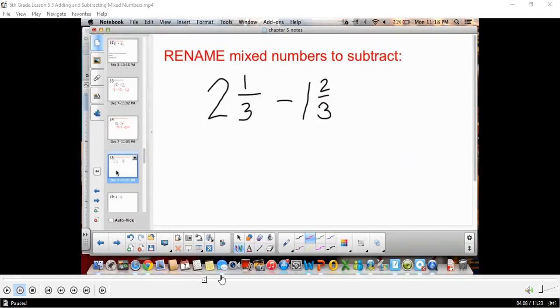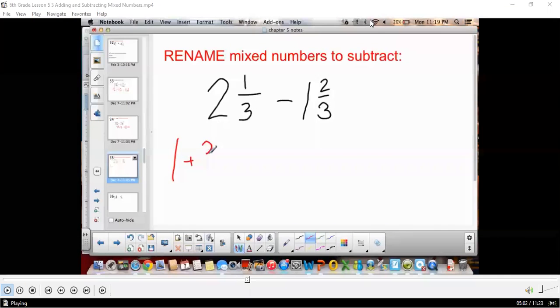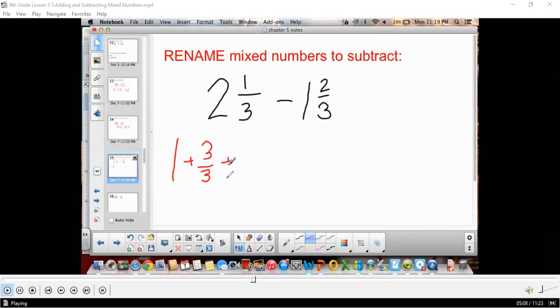Then 1 minus 2, we are going to borrow 1 from 2. Once you borrow 1 from 2, the answer will change. How will it change? As I said, we will borrow 1, and this 1 equals 3 over 3, which means the 2 will become 1, and the 1 which we borrowed will be 3 over 3, and then we will add it to the original number, which was 1 over 3.